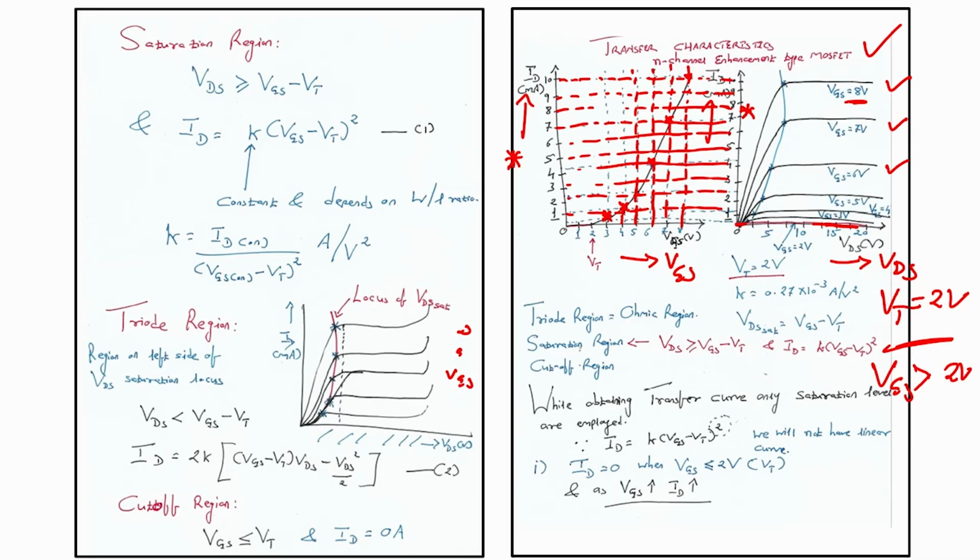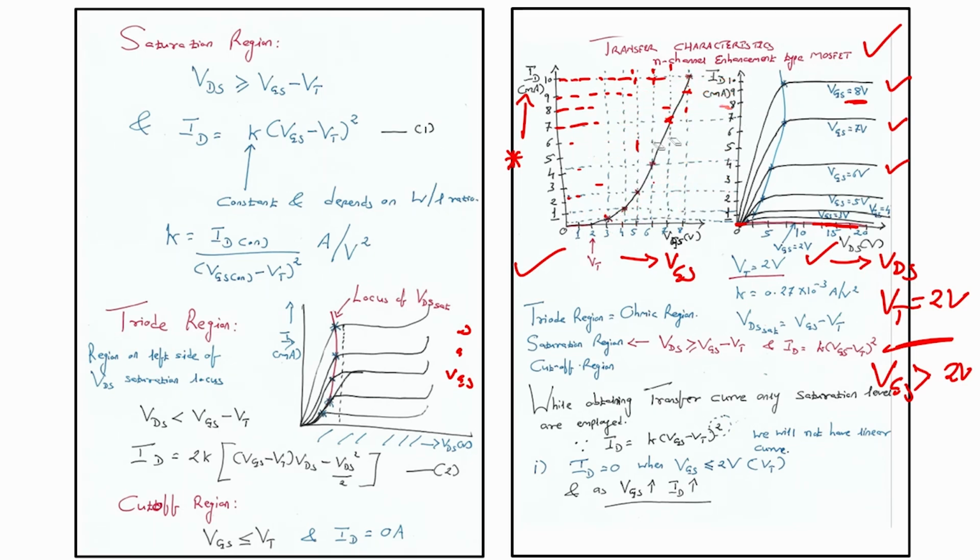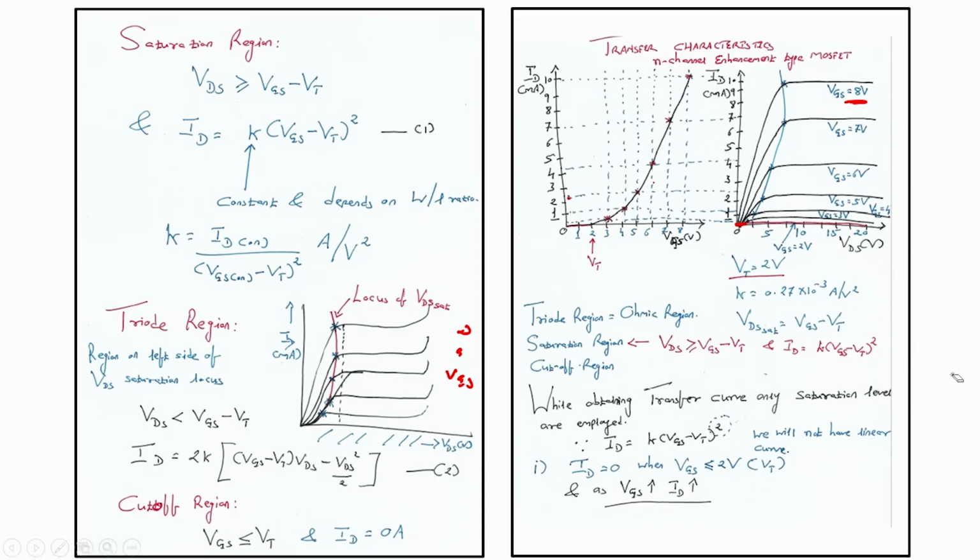So easy, right? So easy. If you know ID versus VDS, you can find ID versus VGS. If you know ID versus VDS, you can easily find the drain transfer characteristics of ID versus VGS, right? Easy, very easy. So, again, if you want to understand quickly what we have done, here is that we have drawn the ID versus VDS plot. Now, I am drawing the ID versus VGS plot.